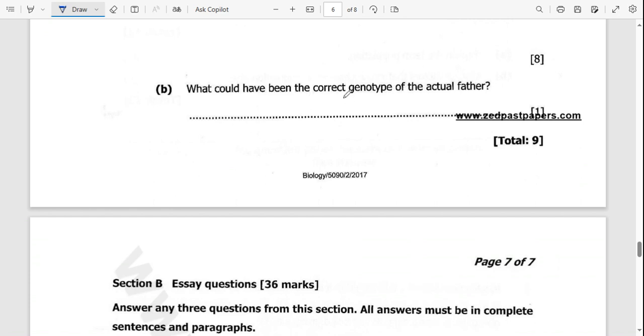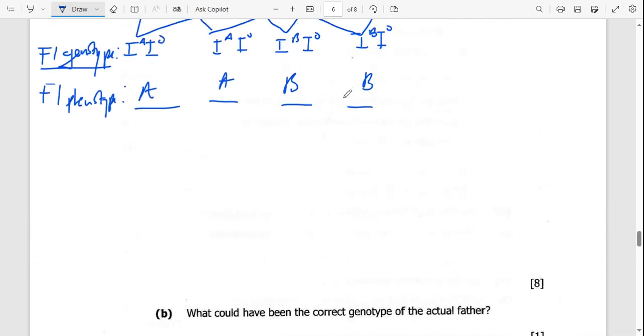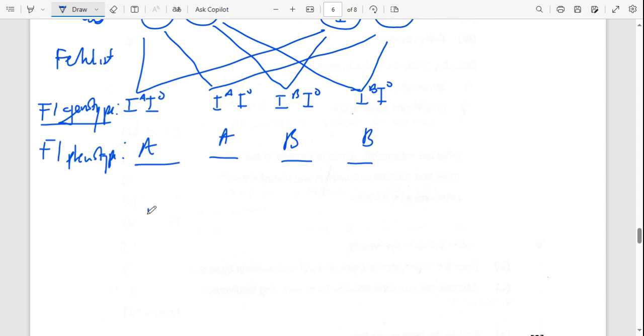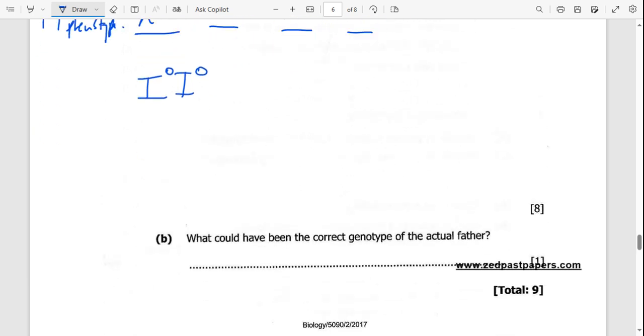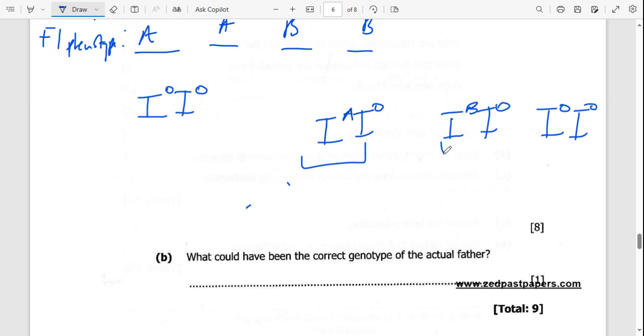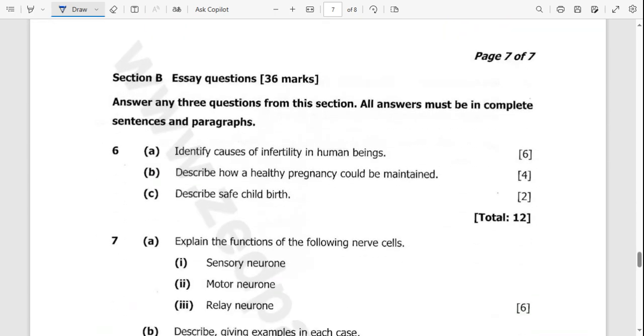So what could have been the correct genotype of the actual father? Because Mrs. Mumba is blood group O, she can cross with anyone who has got a blood group O, and then she can have a child with blood group O. She can cross with someone who has got A and O, or B and O, or O and O. So she can cross with someone who has blood group A, blood group B, or blood group O. She can still have a child with blood group O, but not with someone with blood group AB. She can't have a child with blood group O.